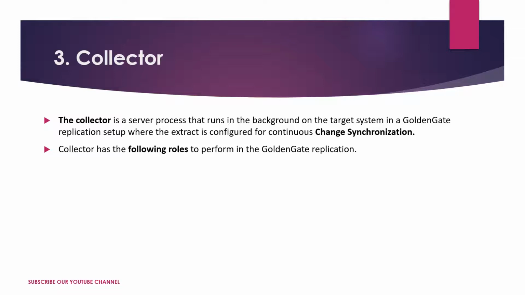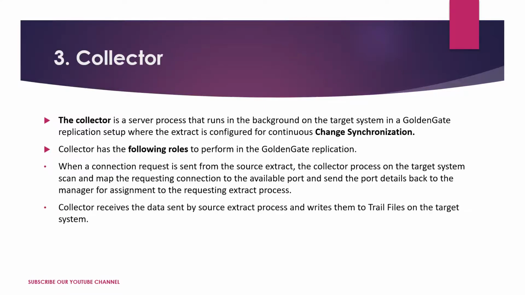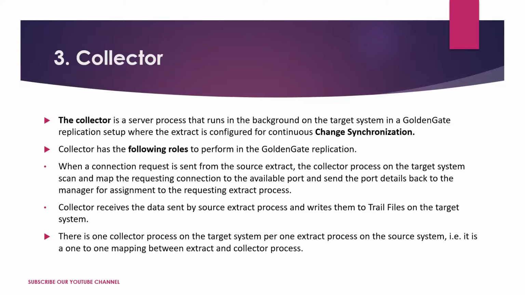The collector has the following roles to perform in GoldenGate replication. When the connection request is sent from the source extract, the collector process on the target system scans and maps the requesting connection to the available ports and sends the port details back to the manager for assignment to the requesting extract process. The collector receives the data sent by the source extract process and writes it to the trail file on the target system. This trail file is called a remote trail file.